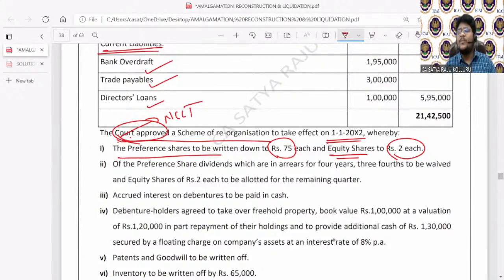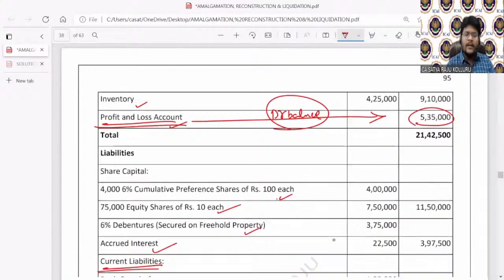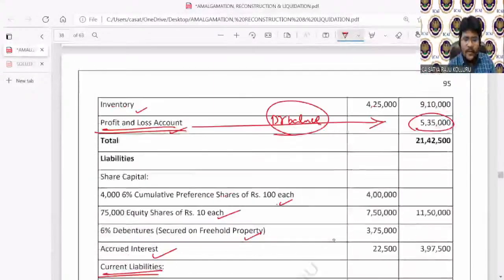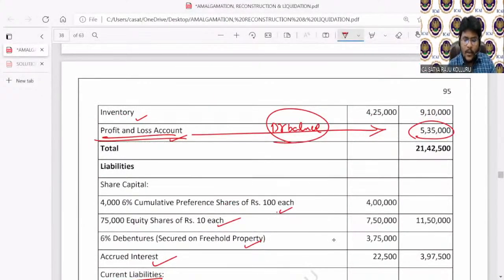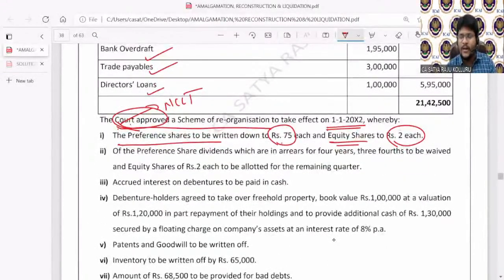The reduction in paid up value is due to the sacrifice made by such shareholders. Even though they are not giving it specifically, we can simply understand that out of the 100 rupees face value of the preference share, each preference shareholder is ready to sacrifice 25 rupees. And out of the 10 rupees of the equity share, each equity shareholder is ready to sacrifice 8 rupees per share. That is the essence of point number 1.